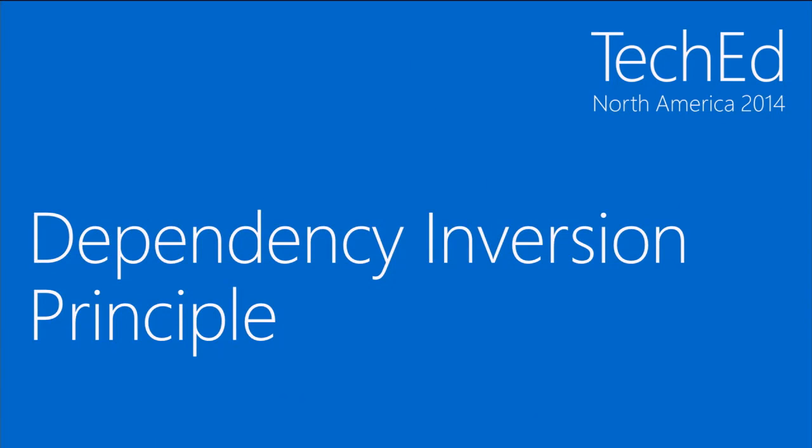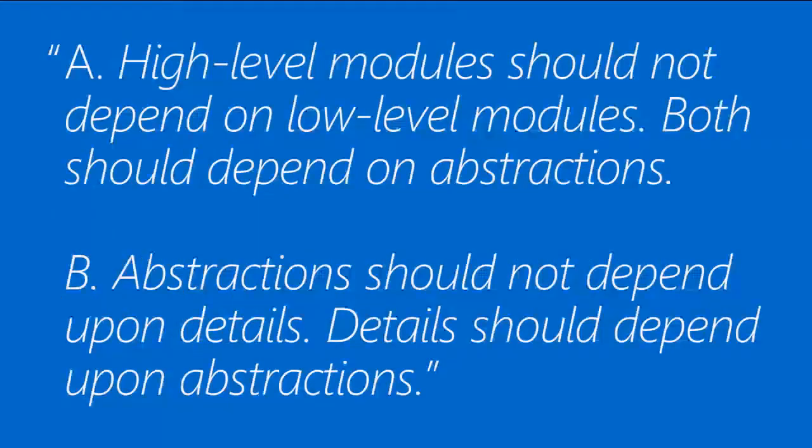So the last one, dependency inversion principle. And yes, it is dependency inversion principle, not dependency injection principle. There's a massive difference between dependency inversion and dependency injection. Okay? It's the first thing to keep in mind. So definition of this, I think I pulled it off Wikipedia. A, high-level modules should not depend on low-level modules. Both should depend on abstractions. Abstractions should not depend upon details. Details should depend upon abstractions.